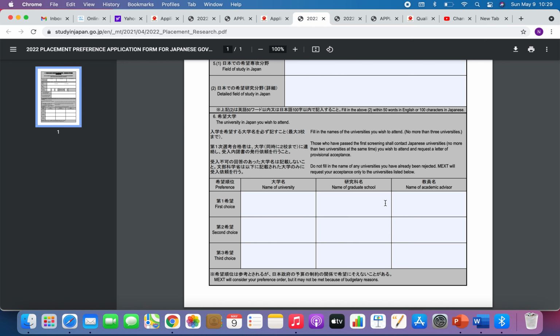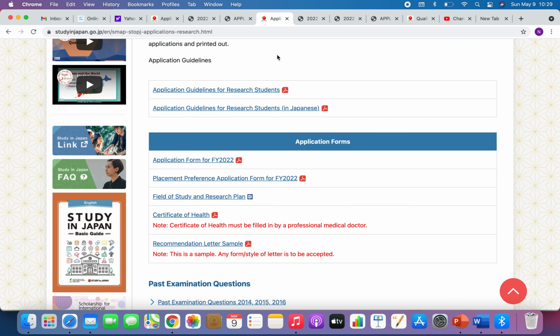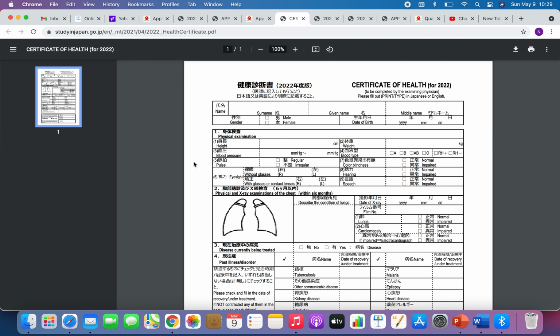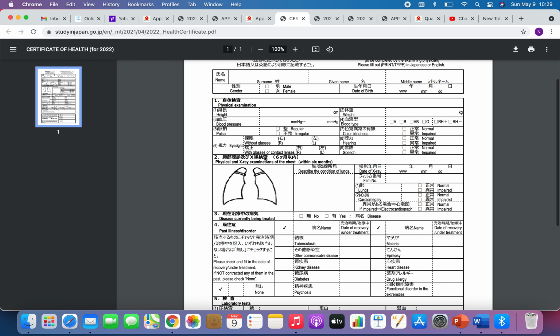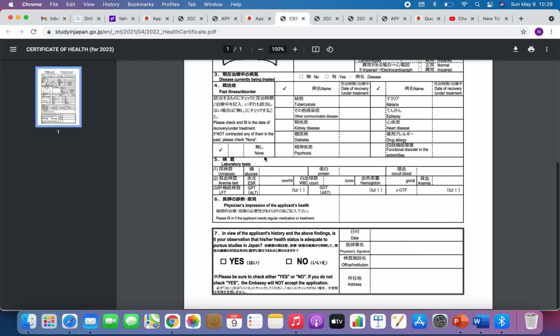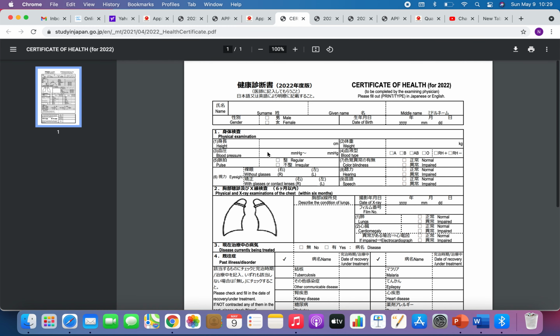If you've contacted the professor, then you can write his name, but if not, you can leave this part like that. Or her name, sorry. And then you also have the certificate of health, which must be filled by a professional medical doctor. So let's click to see. This is what the certificate of health looks like. You have to do all of these tests and the doctor has to fill it in.